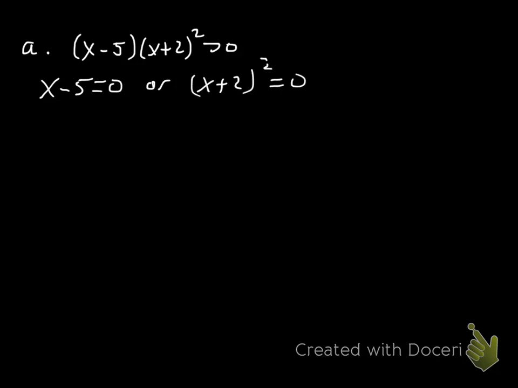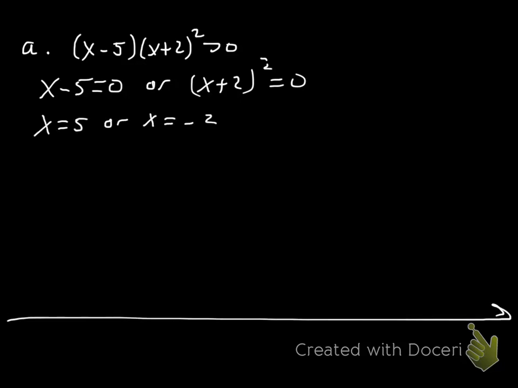Notice that the x plus 2 has multiplicity 2, so that means we're going to bounce or touch, so it's not going to change signs at 2. Or not 2, but negative 2. If we solve both of those, we get x is 5 or x is negative 2. Those are my cut or boundary points. I'm going to go ahead and put them in.